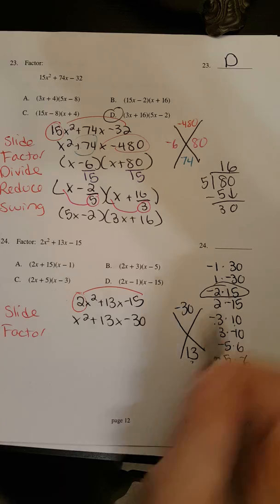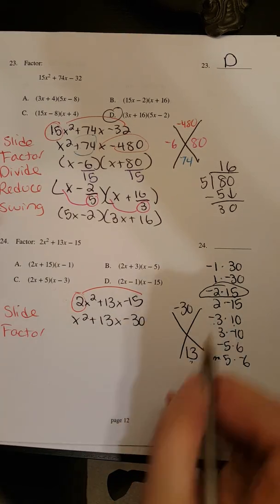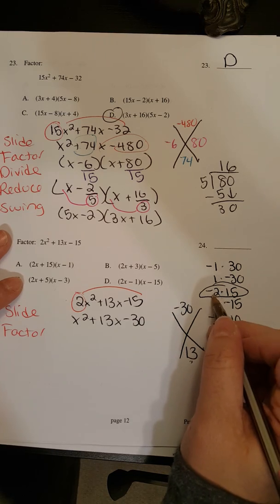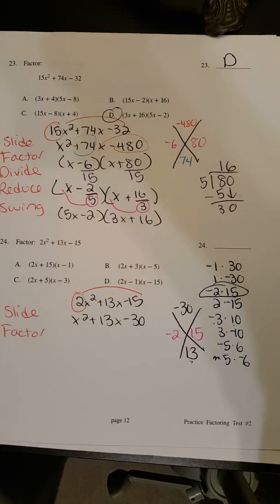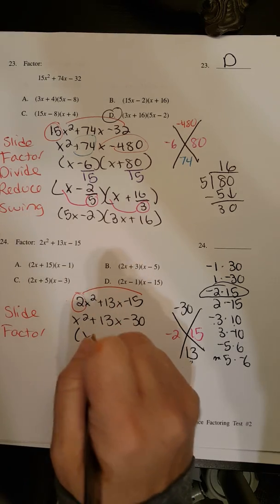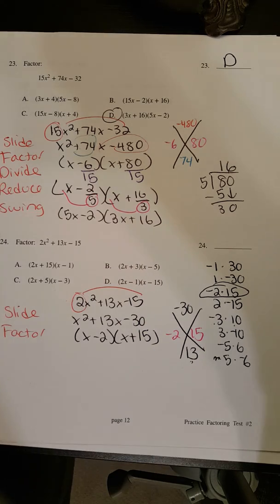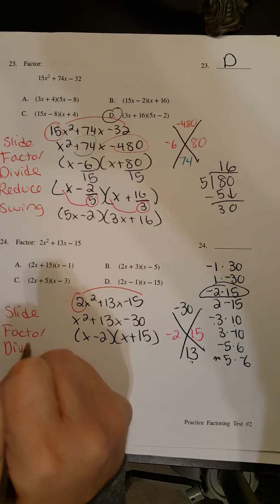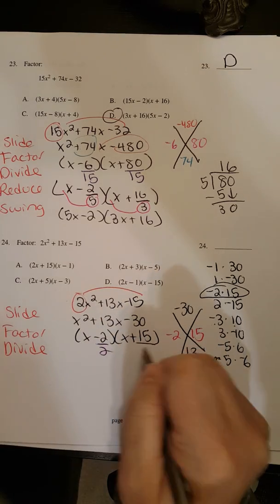So we're really looking at this negative 2 and 15. Negative 2 times 15 gives you negative 30. Negative 2 plus 15 gives you 13. So negative 2 and 15. So we are left with x minus 2 and x plus 15. So we did our slide, we did our factor. Now we're going to divide. And we're dividing by the number we slid at the very beginning, which was the 2.